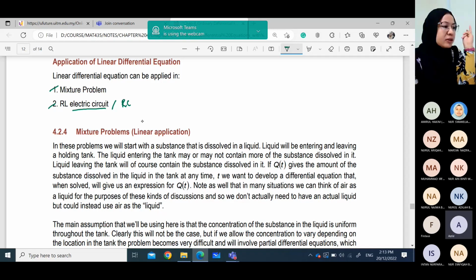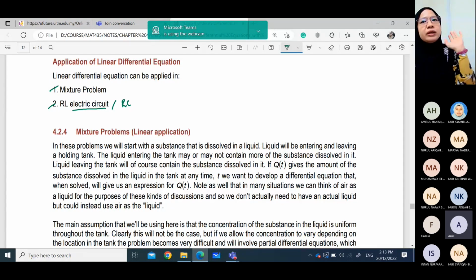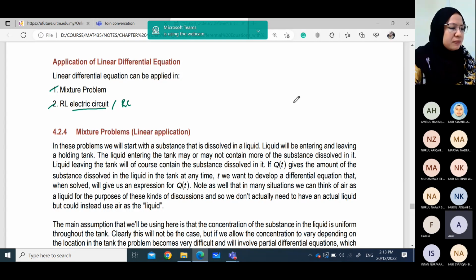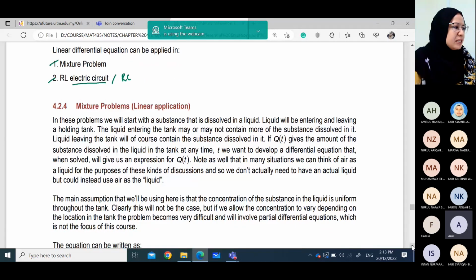Suppose you have an electric circuit involving three components, which are R, C, and L: resistor, capacitor, and inductor. That one we use a second order differential equation. Yang tu nanti kita akan discuss later. Right, so now we look at the mixture problem. The mixture problem is a linear application.